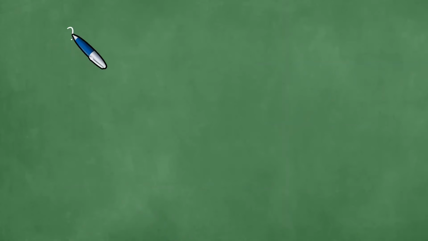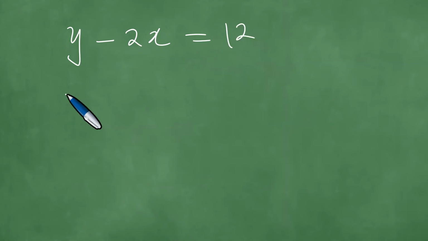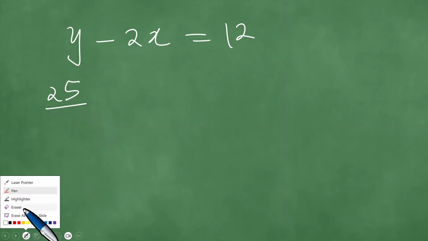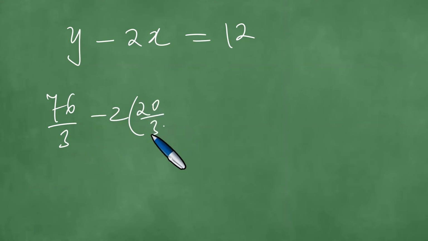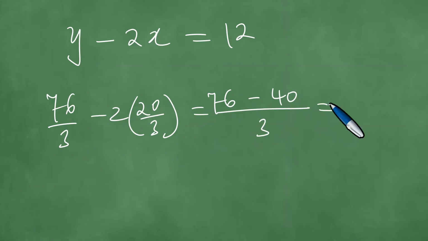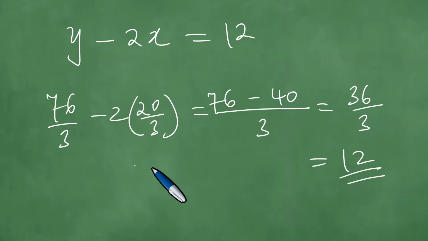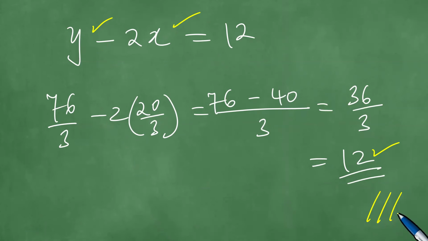The further check is that the larger number is 12 greater than twice the smaller number. At this point we know that y is actually 76 out of 3. So y minus 2 times x, and x is 20 out of 3. So now, which is 76 minus 40 out of 3. This is the same as 36 out of 3, which is exactly 12. Obviously, it agrees with the fact that the larger number is 12 greater than twice the smaller number. And we have concluded this particular solution to the problem.